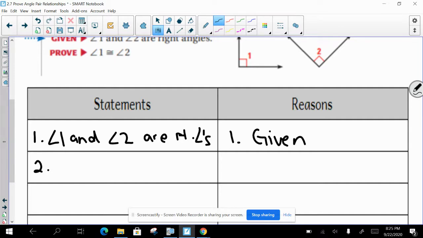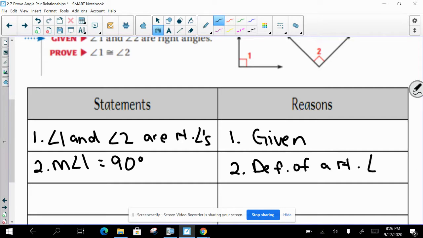All right. Step 2. So what do you know about right angles? Well, based off of the definition of a right angle, you know that their measure equals 90 degrees. So the measure of angle 1 is equal to 90 degrees from the definition of a right angle. And step 3, we can say the same thing for angle 2. The measure of angle 2 is equal to 90 degrees. Sorry, I meant to put measure. And you can rewrite this, or you could just put quotes. That means the same thing as what you put above.